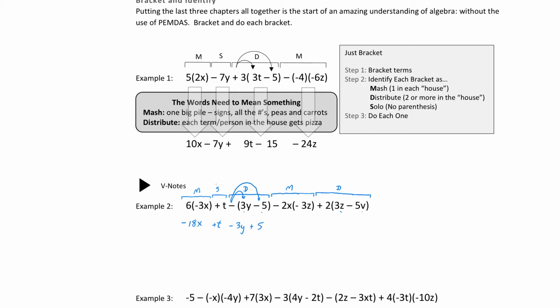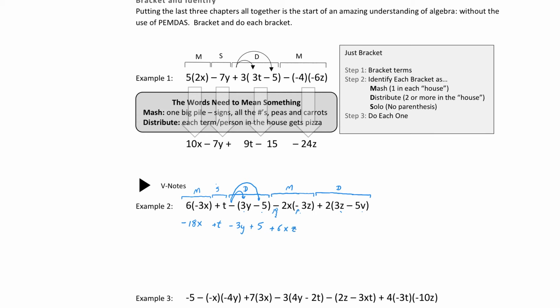Next bracket, it's a mash. Count the negative signs. Don't forget, 1, 2. That makes the whole thing positive. Don't just bring that sign down and pray. Mash the numbers. 2 times 3 is 6. Throw in the peas and the carrots.